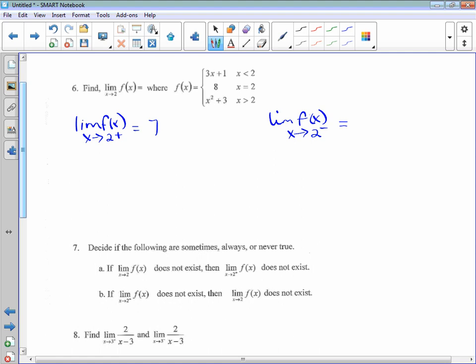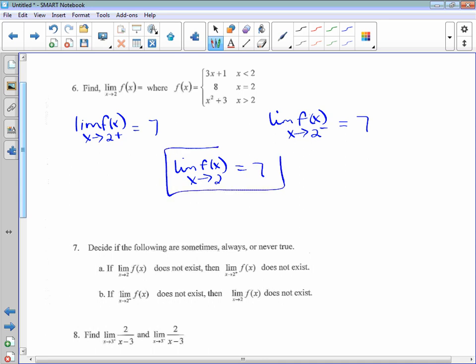Okay. Then, as x approaches 2 from the left, which piece am I using? The top one, right? If it's from the left, that's numbers smaller than 2. Okay, so what does it equal there? 7. Are they the same? So, you can tell me the limit of f of x as x approaches 2 equals 7.